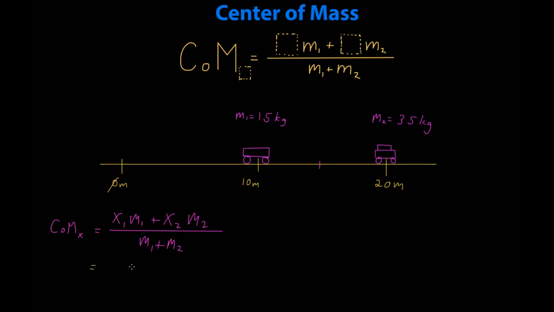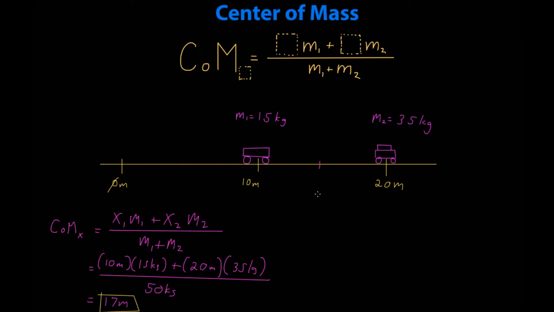Let's check it out. 10 meters times 15 kilograms, 20 meters times 35 kilograms, over the combination of mass, which is 50 kilograms. I do this and I get the 17 meter mark, which is right about here like we predicted. Now, sometimes you can actually choose where the origin is.